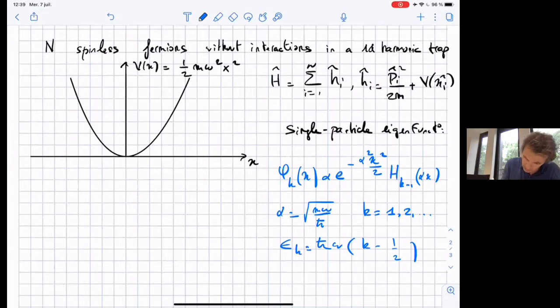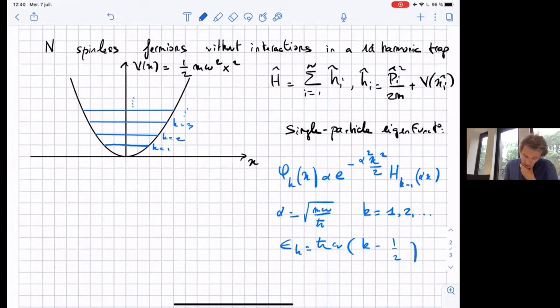So what happens there? As you know, you have the first level here, and then you will have your second level, and then you will have the third level, and so on and so forth. So I would have here k equals 1, k equals 2, k equals 3, etc. Okay. So this is for the single particle Hamiltonian and single particle associated wave functions.